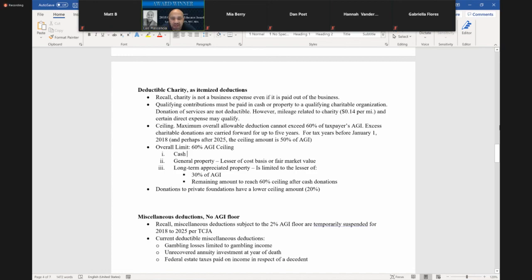60% overall. Cash donations, again, 60%, that's the limit. General property, so I donate furniture. I donate clothes. Well, then I'm going to take the lesser of the cost or the fair market value. So in that case, it's going to be the fair market value. Usually when somebody donates clothes, they should get a receipt. Always ask for a receipt. In terms of how much the value of the clothes would be, you could do more specific. Look up the value of the clothes, or what's done in practice, take 25% of the original cost.